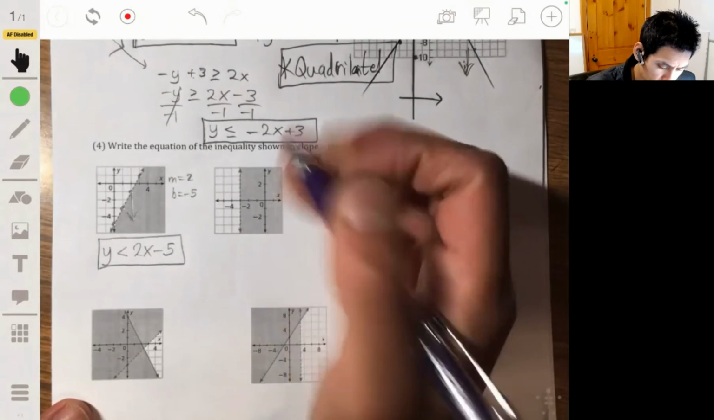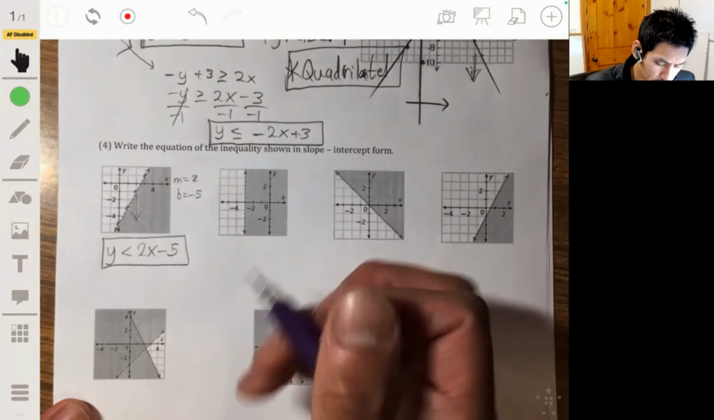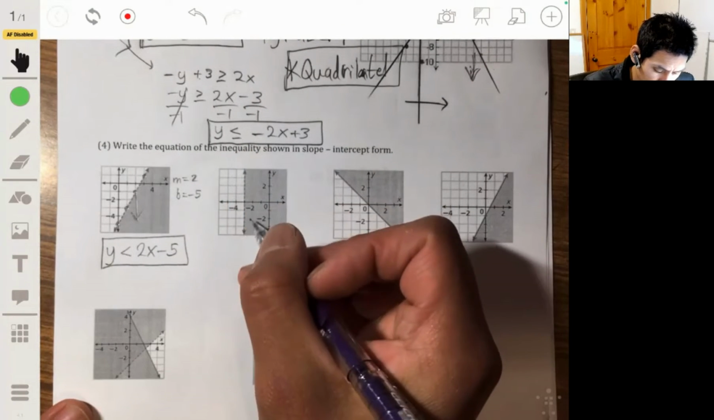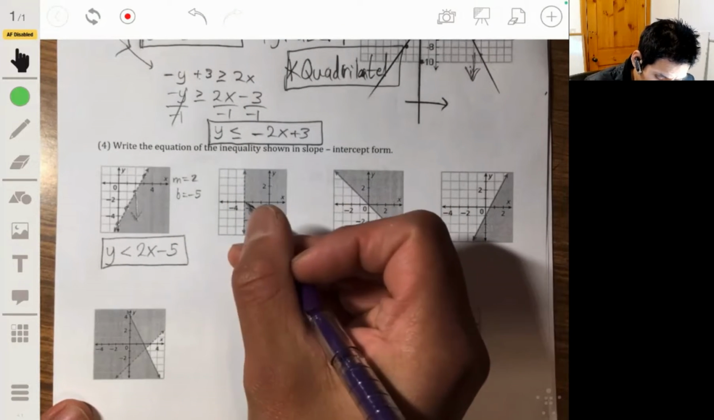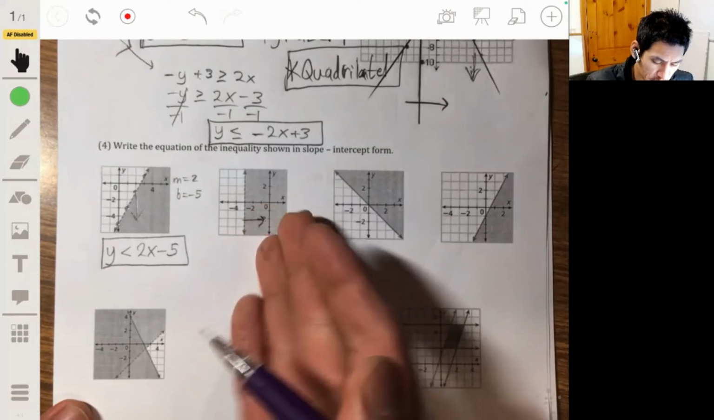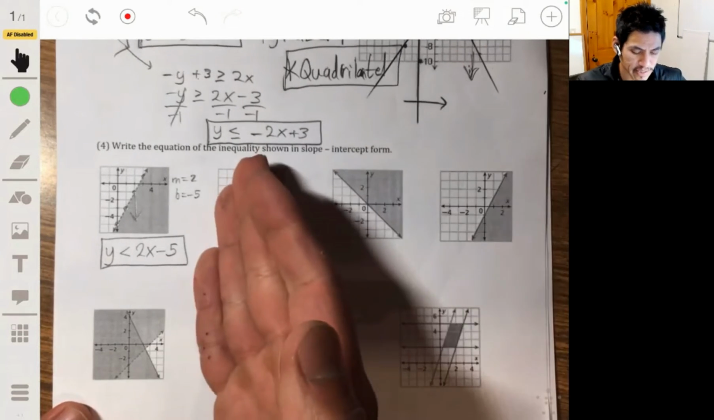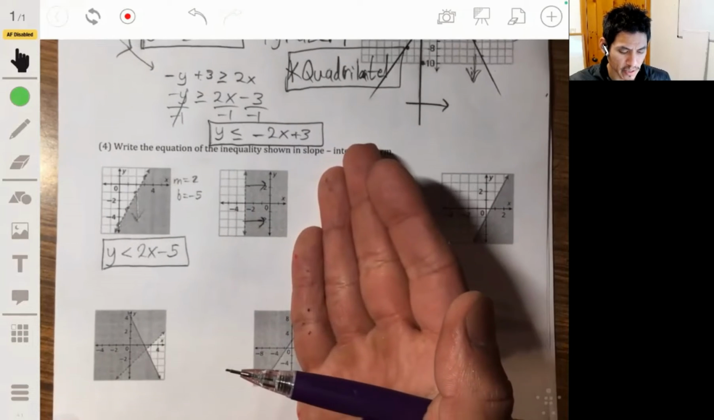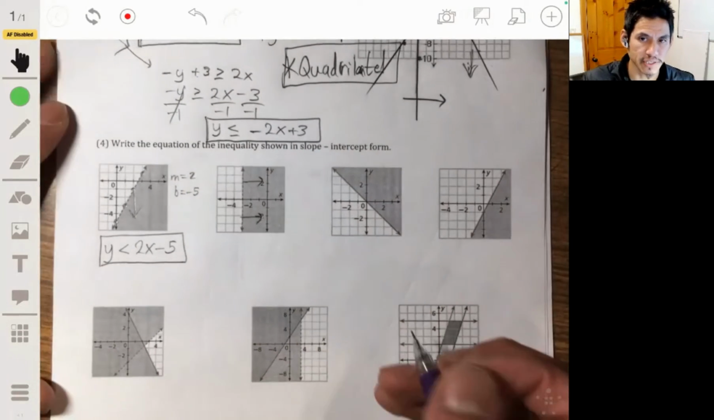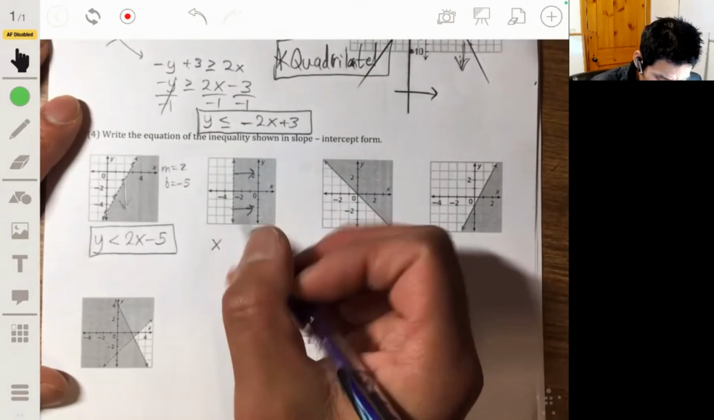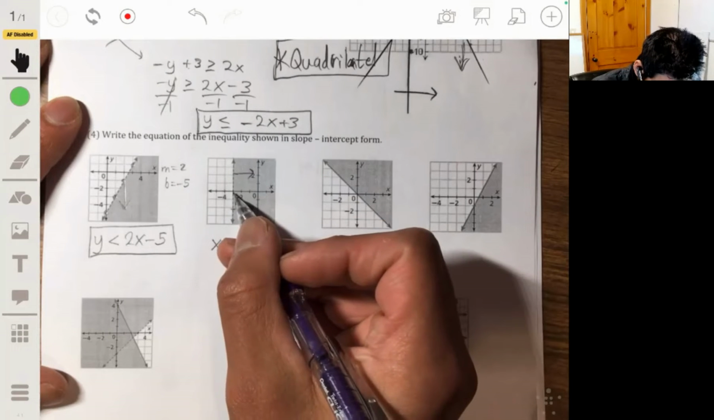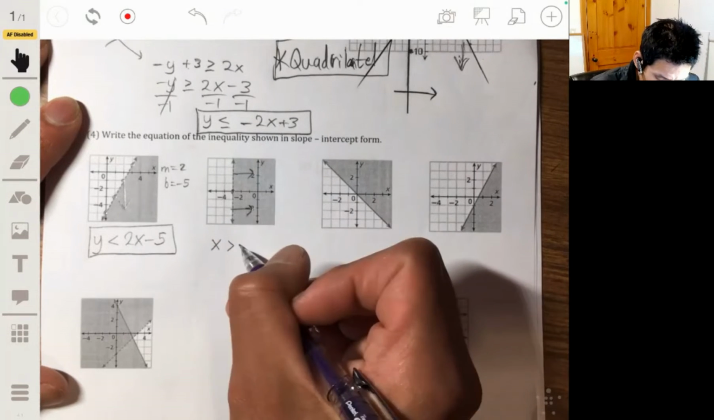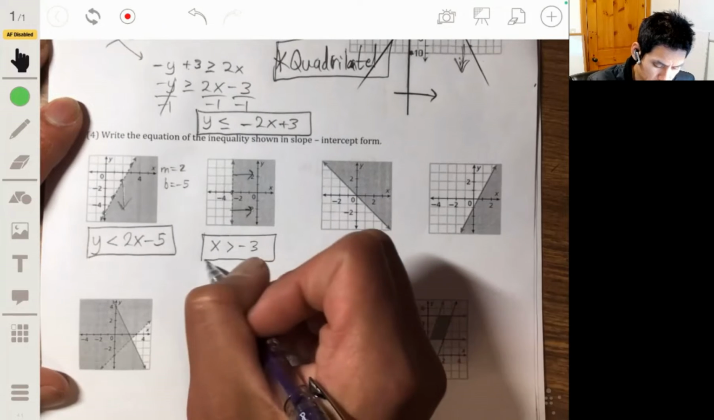Here we got a horizontal or vertical line. So we know we're just going to have an x variable. And we're shading to the right of this line. So that's going to be x is greater than, because values of x get greater as you move to the right. Dashed, so we leave it as greater than, and that's -3. So x is greater than -3.